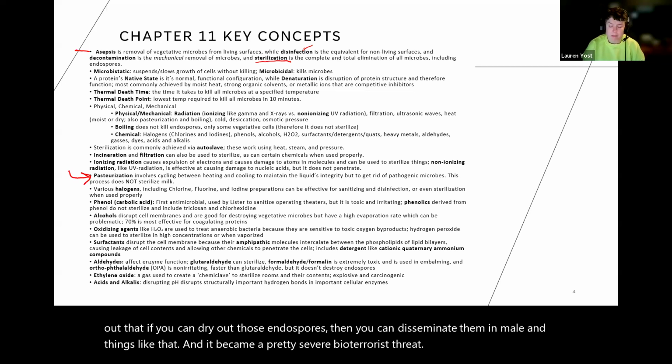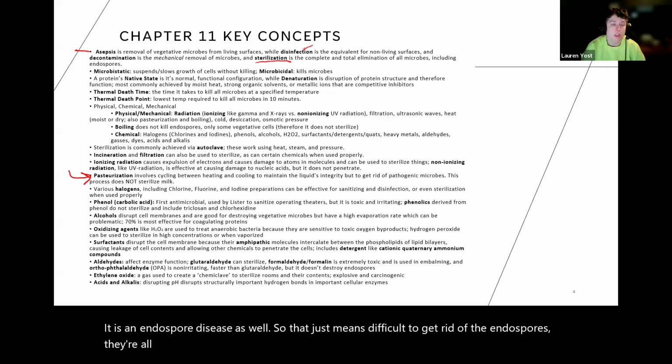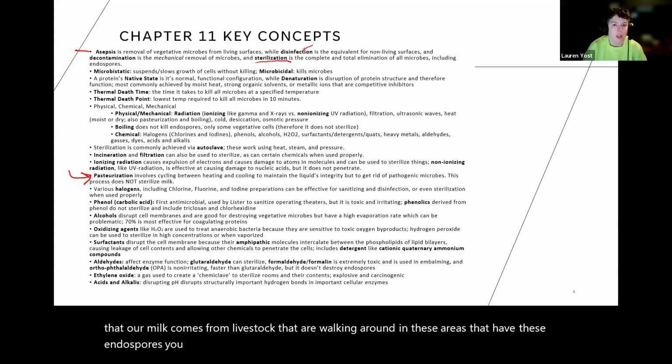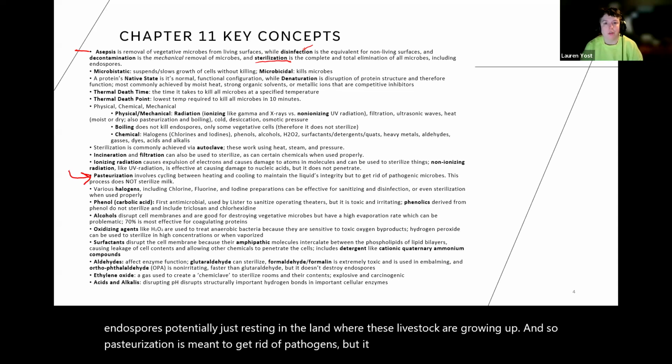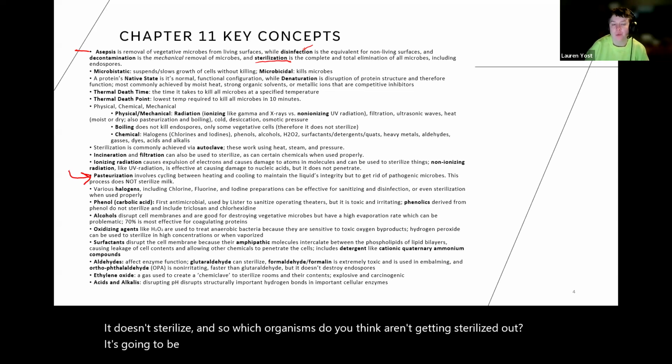Anthrax is a pretty serious disease, but it is an endospore disease as well. So that just means it's difficult to get rid of those endospores. They're all over in the environment, and especially in livestock areas. And so the problem is that our milk comes from livestock that are walking around in these areas that have these endospores, potentially just resting in the land where these livestock are growing up. And so pasteurization is meant to get rid of pathogens, but it doesn't necessarily get rid of all of them. It doesn't sterilize. And so which organisms do you think aren't getting sterilized out? It's going to be endospores. So there's a risk there.